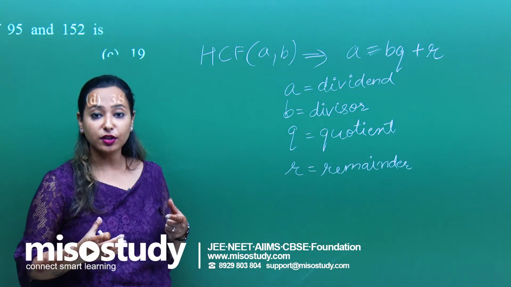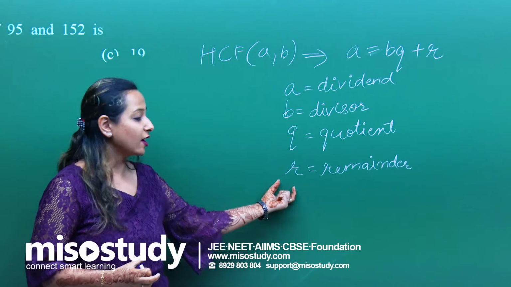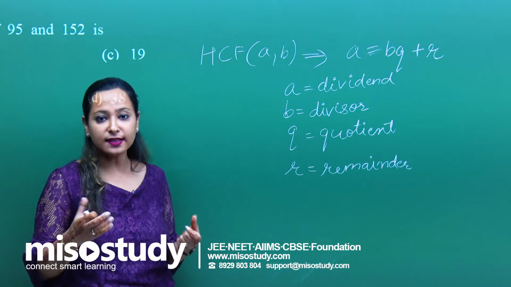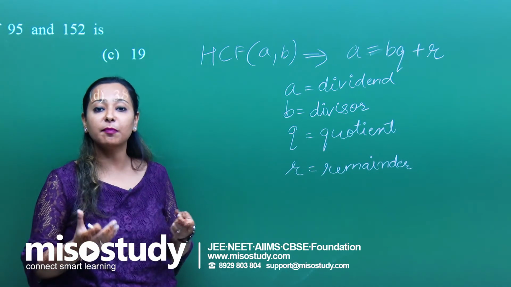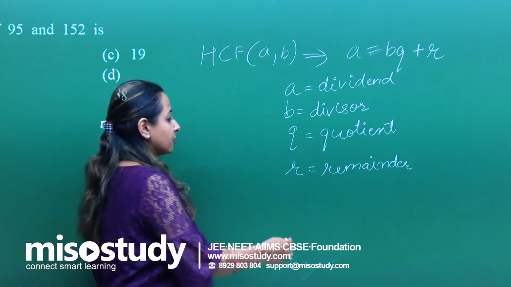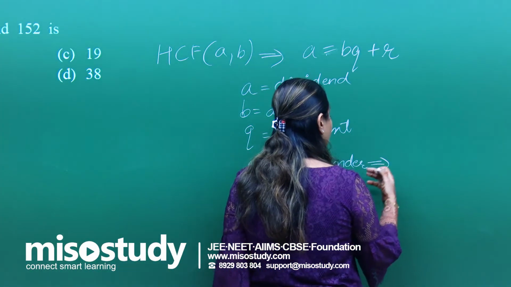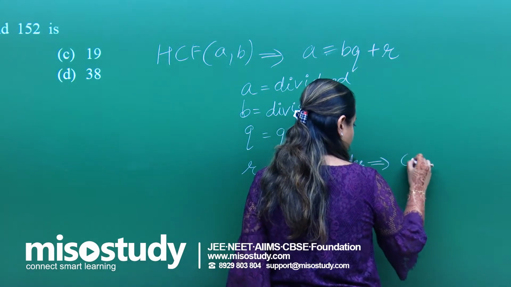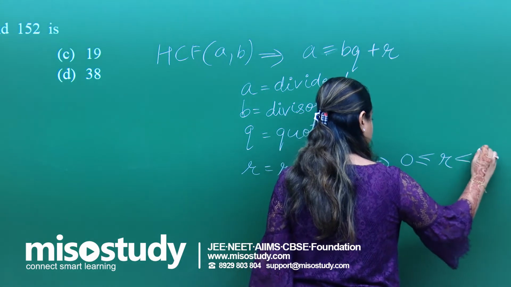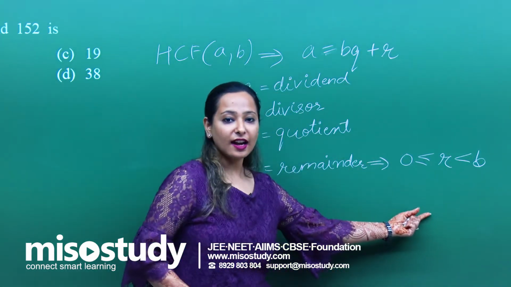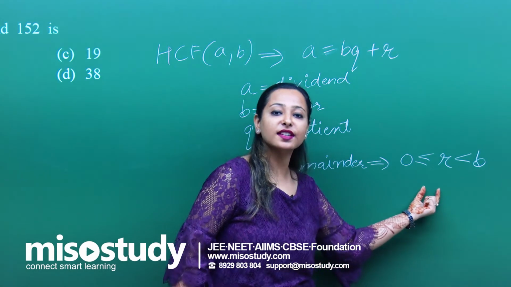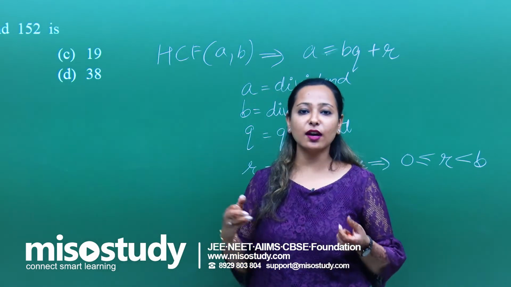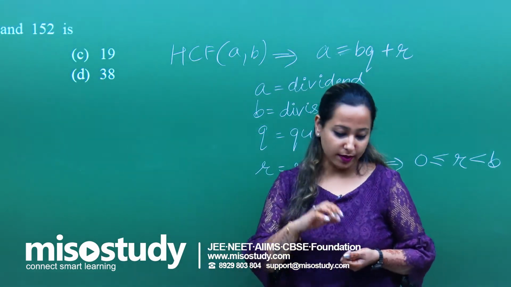Now from normal division, we have understood that the remainder cannot be greater than the divisor and it should not be smaller than 0. Otherwise, if the remainder is 0, that means it is completely divisible by the divisor. So the remainder is never less than 0 and cannot be greater than the divisor. So it's like this, R lies between 0 and B, where 0 is included. Now let us solve this and find out the HCF using Euclid's division lemma.